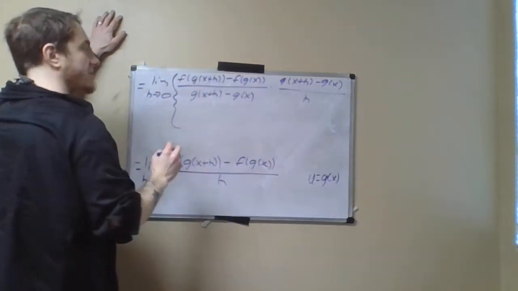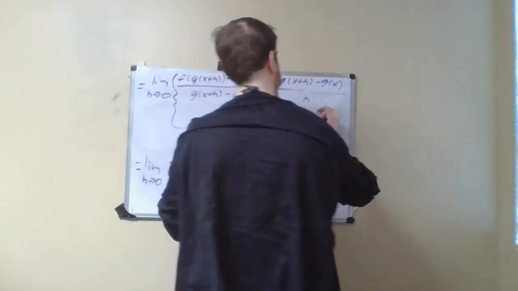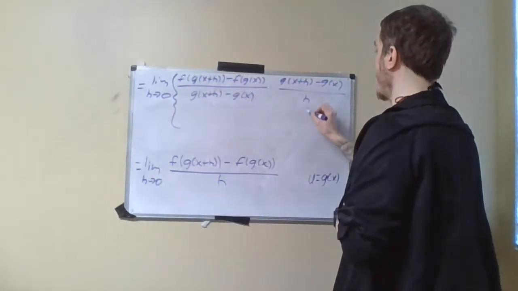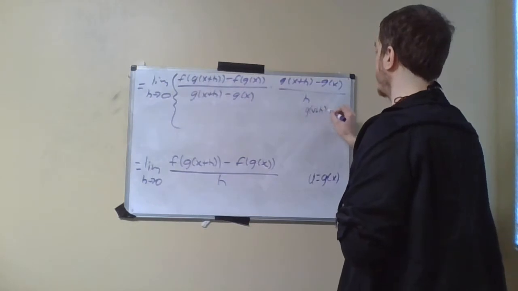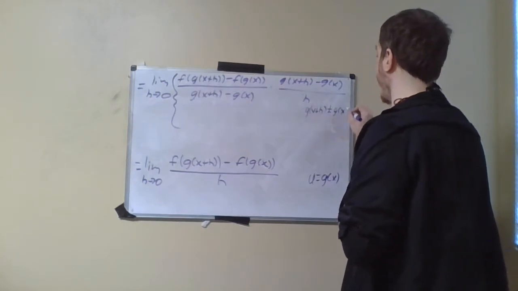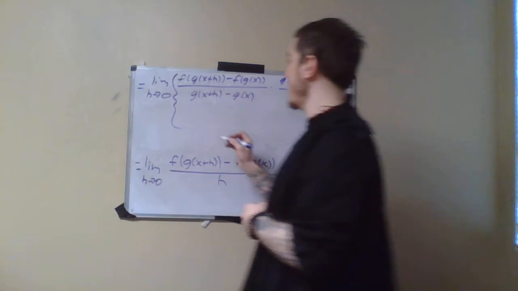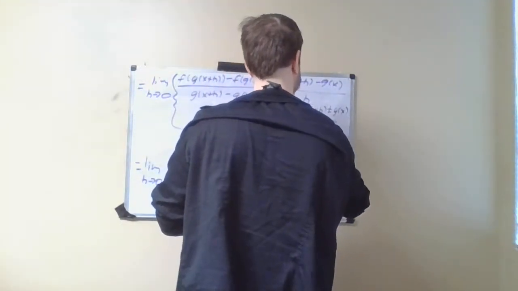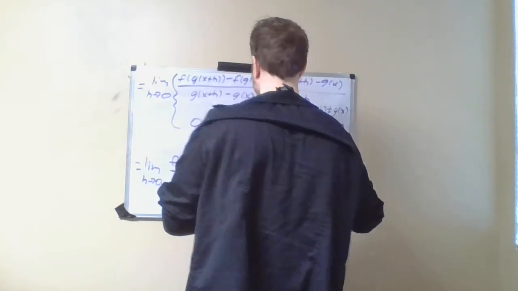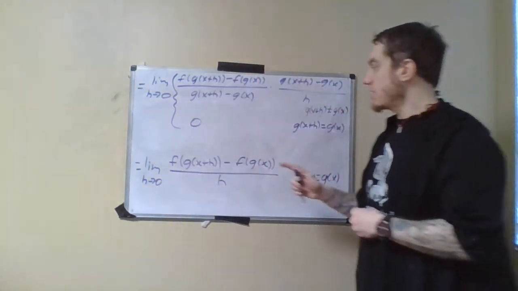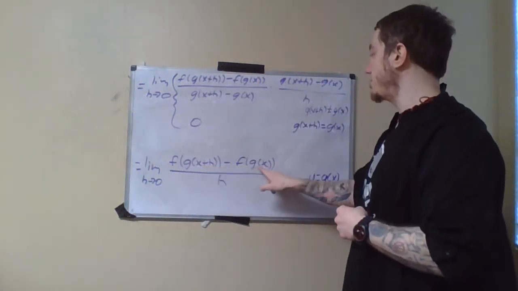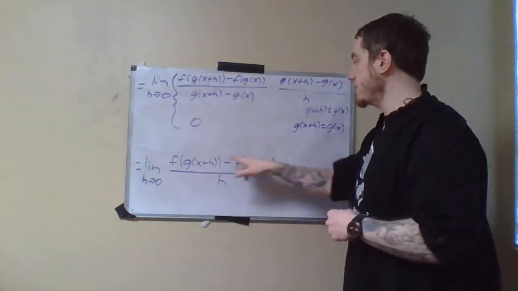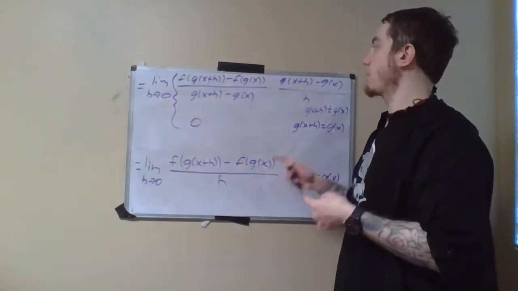let's replace this with a piecewise defined function, and it will be equal to this piece when g of x plus h is not equal to g of x. And then it will be equal to 0 when g of x plus h is equal to g of x. Now that's fine, because if g of x plus h is equal to g of x, then this whole thing is actually equal to 0 anyway.